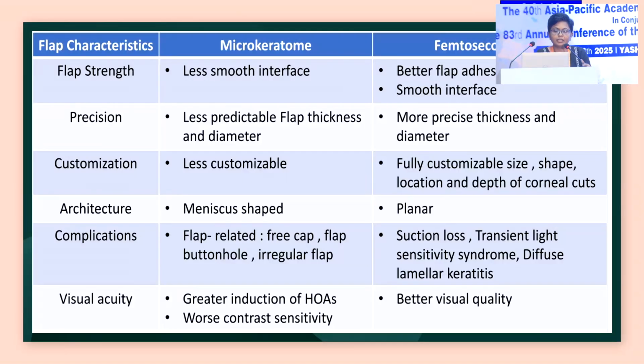If we compare the flap created by the microkeratome and the one created by femto, we realize that the femto flap has better adhesion, a smooth interface, is obviously more precise, and can be fully customized. As this is cutting in one plane, it is going to be planar. With the microkeratome we cut in an arc, so they cannot be planar, obviously. There is a different set of complications from what we get with the microkeratome, but obviously they have their own complications, and visual acuity is supposed to be better here.